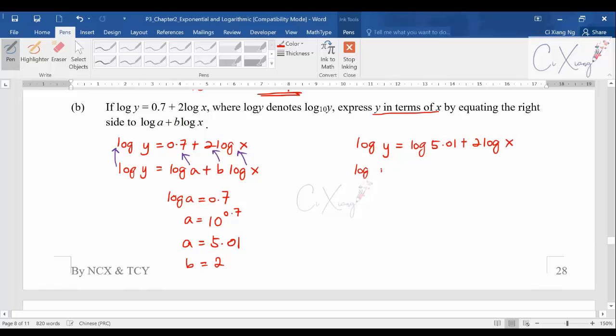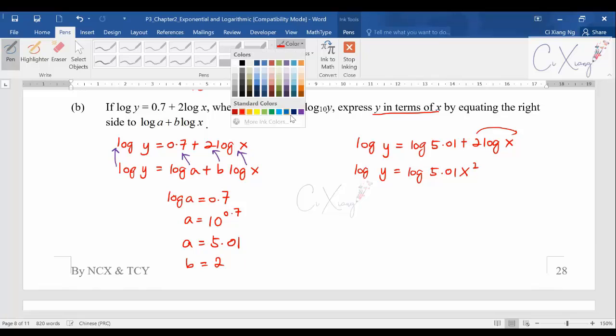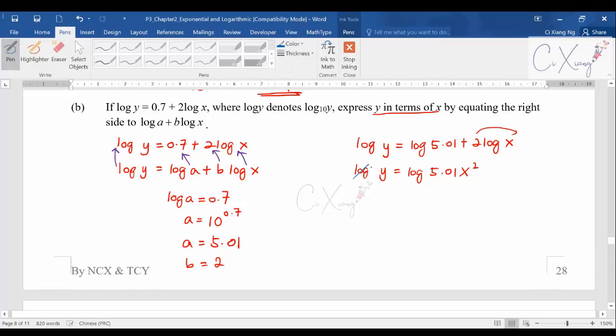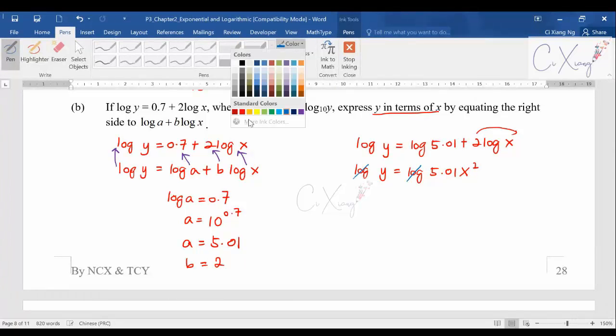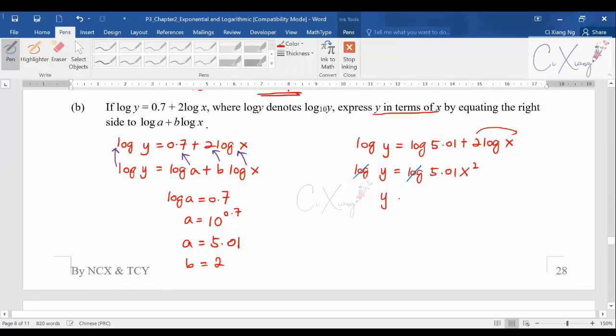So to combine them, you need to apply the log properties. Okay, so the number in front, you move it back first, it will become x squared, and then you multiply it together because of the plus. So you can have left hand side 1 log, right hand side also 1 log. You can cancel off both of them, and you are having y equals 5.01 x squared. So this is the original equation.